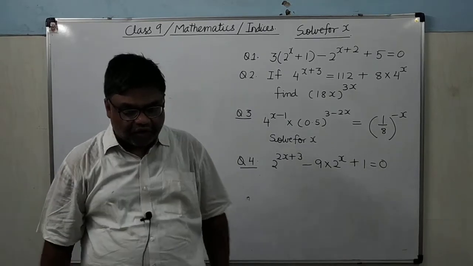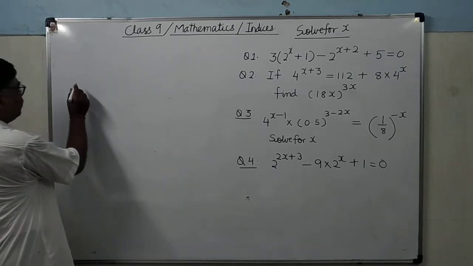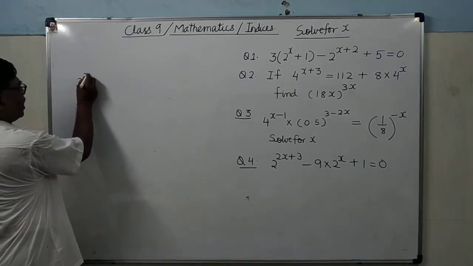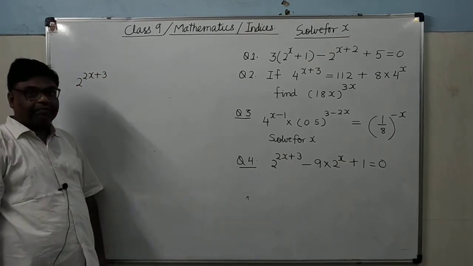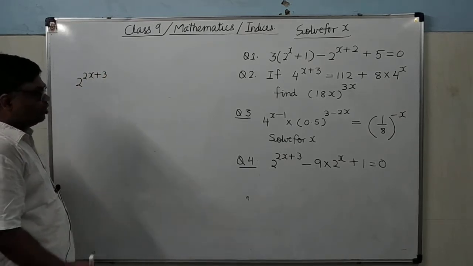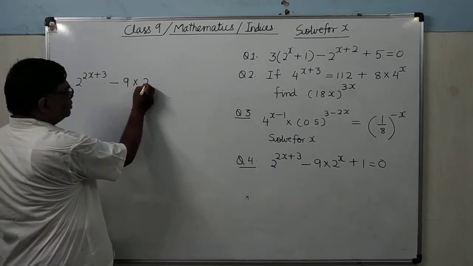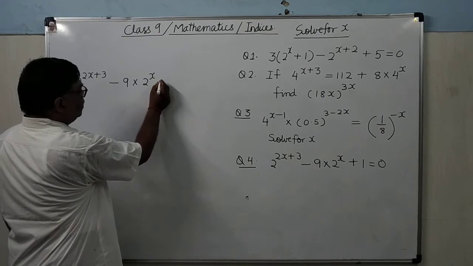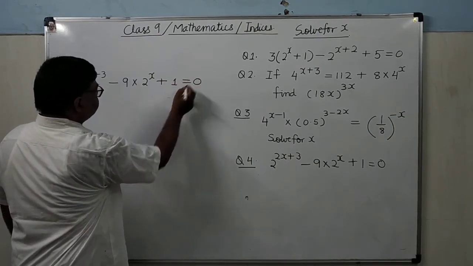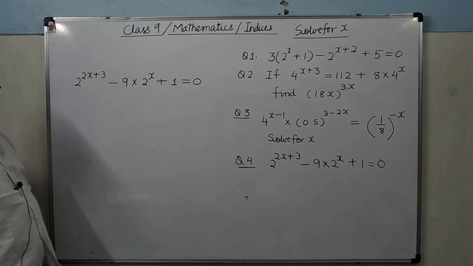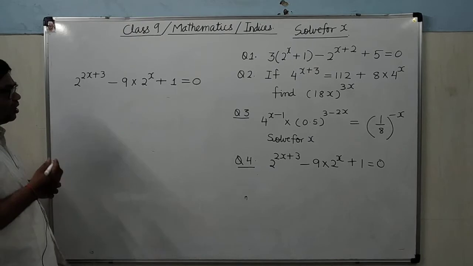So first of all, I am doing question number 4. First of all, what will you do? You will change all the powers. If the powers are algebraic, you change all the powers in simplest, in the lowest form. It's clear? You will write all the power terms in the lowest form.